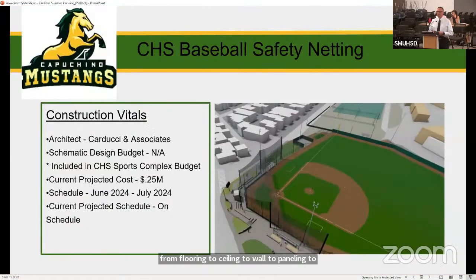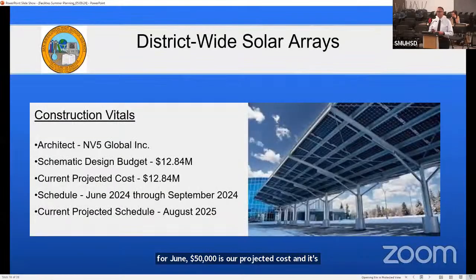Our Capuchino High School baseball safety netting. Carducci Associates are our architect of record. Schematic design budget is something that was not included here, but it's in the sports complex budget. It's at $250,000 as our projected cost, and it's scheduled for June of 2024 through July of 2024. Current project schedule is on schedule currently.